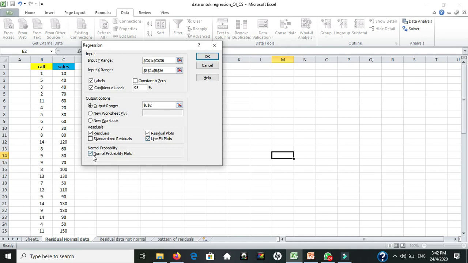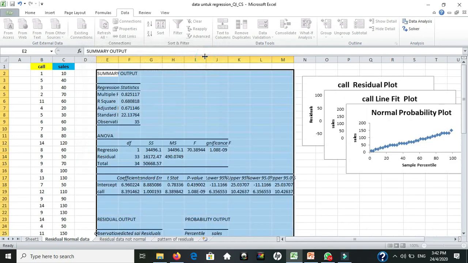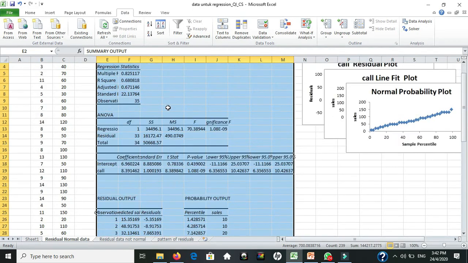Last one, we should take the normal probability plot, because the purpose is we want to know whether the error is normally distributed or not. So now we just click OK. So these are the results.